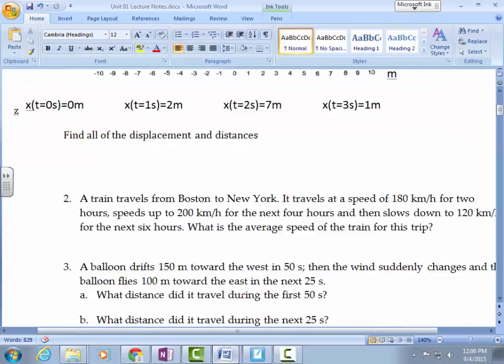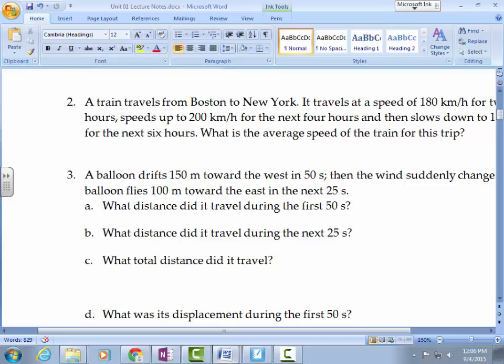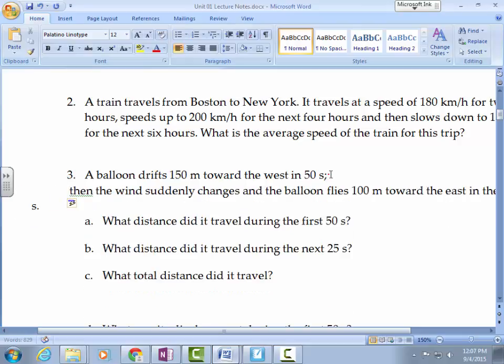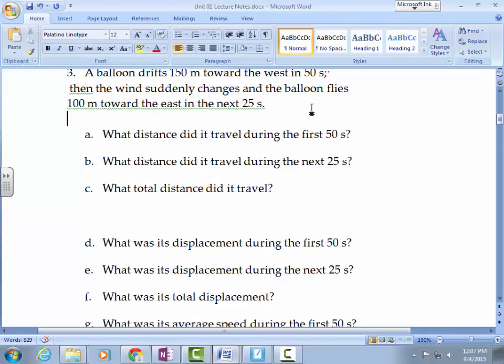So let me zoom in. All right. How's that look? Can everybody see that? Great. So a balloon drifts 150 meters towards the west in 50 seconds. Wind suddenly changes and the balloon flies 100 meters towards the east in the next 25 seconds.